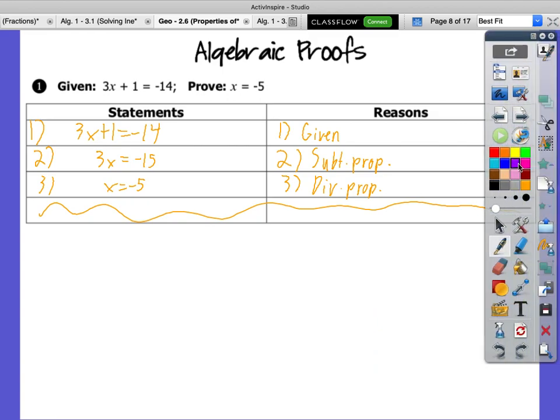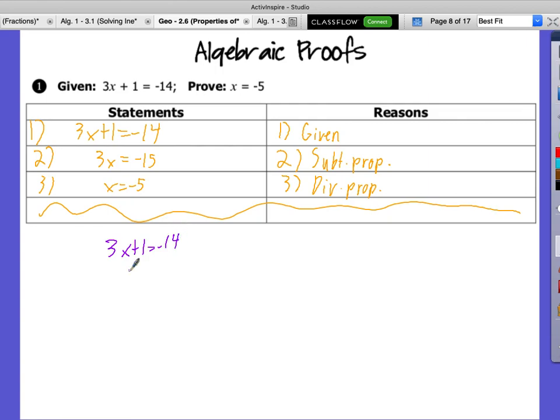Pro tip: if you're not sure what step to do, write this equation off to the side somewhere, or on a scratch piece of paper, and just walk through solving it like you do in algebra. Say, okay, I subtract 1, 3x equals negative 15, and I divide by 3, x equals negative 5. Then you can walk through and say, how did I get here? I subtracted. You see the subtraction happening. How did I get here? I divided. You see the division happening there. So that's a tip you can do off to the side.